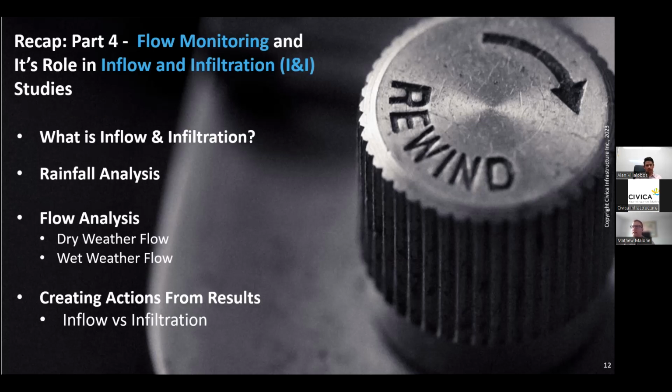And then last webinar, we talked about flow and rainfall monitoring and its role in I&I studies. So we talked about what is I&I, what is inflow and infiltration. We talked about the various analyses that you would typically see, both from a rainfall side and a flow analysis. And then at the end of the day, what do we do with that information? So we talked about the actions that you would then implement if you had an inflow issue or an infiltration issue or some combination of the two.